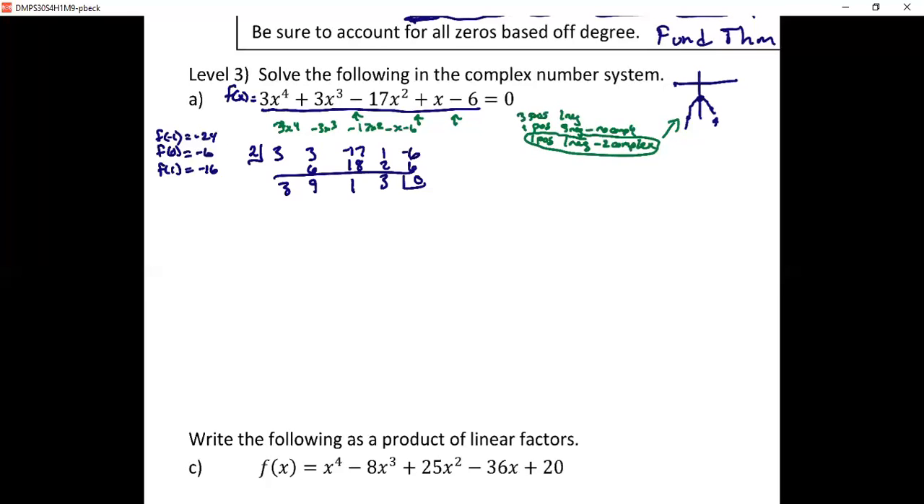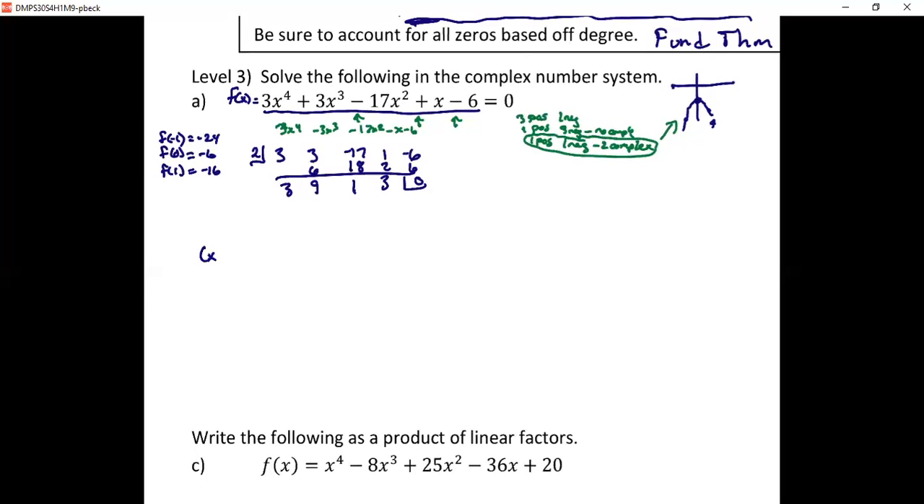Now that I found one of those zeros, let's go ahead and factor this. This is x minus 2 times 3x cubed plus 9x squared plus x plus 3, equals 0. That's what I'm trying to find. So now I can work with this, and if you notice, I do have some factor by grouping that occurs here. I notice it by the ratio of these terms. 3 to 9 is the same ratio as 1 to 3. So if I take my x minus 2, factor out the 3x squared, I'm left with x plus 3. Factor out 1, left with x plus 3.